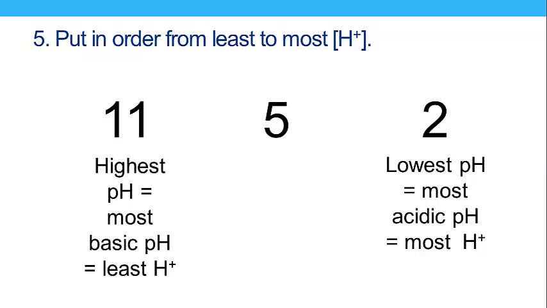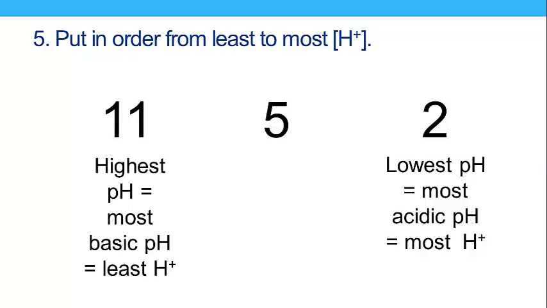Next question asks us to put 3 pHs in order from least to most hydrogen ion concentration. So the higher the pH, the more basic a solution is. If something is more basic, it's going to have less hydrogen or hydronium. So that would be pH 11. It's the highest pH, which means it's the most basic.